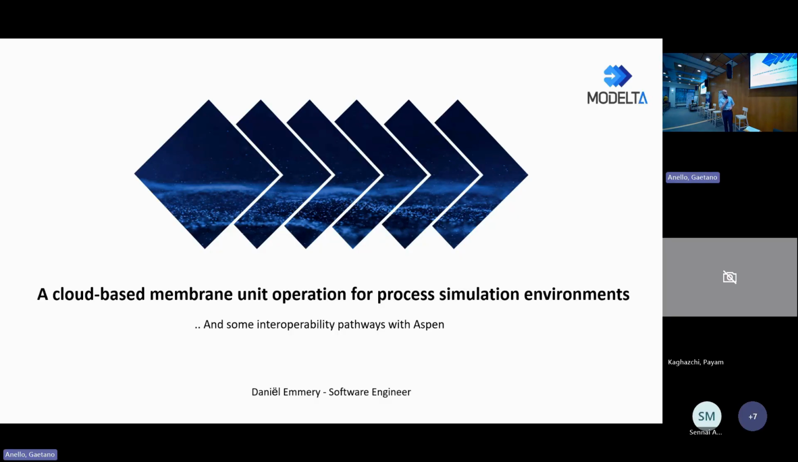All right. So this talk will be about our cloud offering, which is a cloud-based membrane block for Aspen. I could make it also a little bit educational. I'll also put in a few ways in which you can interoperate with Aspen to make it do things it cannot do.